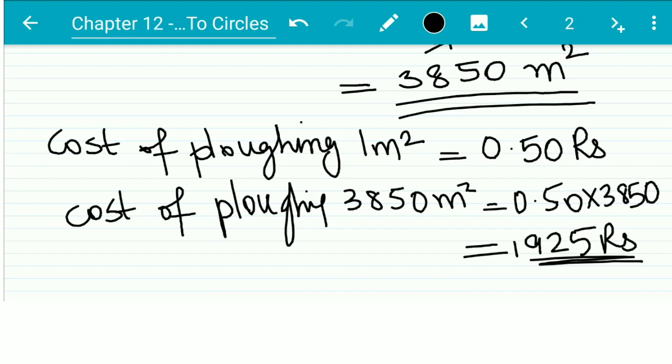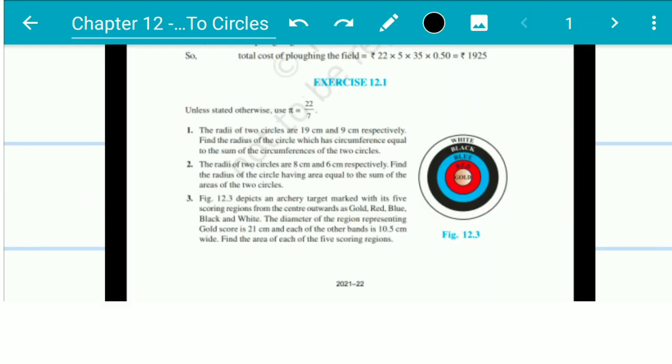Okay, now we'll move to exercise 12.1. Question number 1. You can see here, unless stated otherwise, use pi equal to 22/7. So if it is given in the question, take pi equal to 3.14. Otherwise, in all the questions, you need to take pi equal to 22/7. So question number 1.